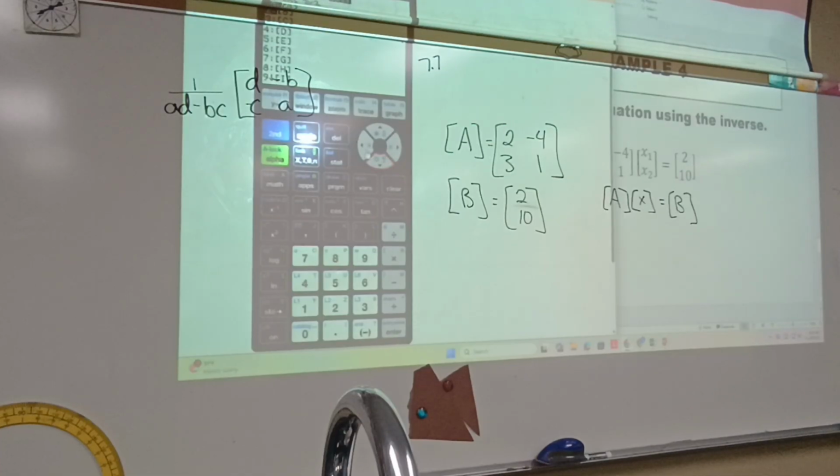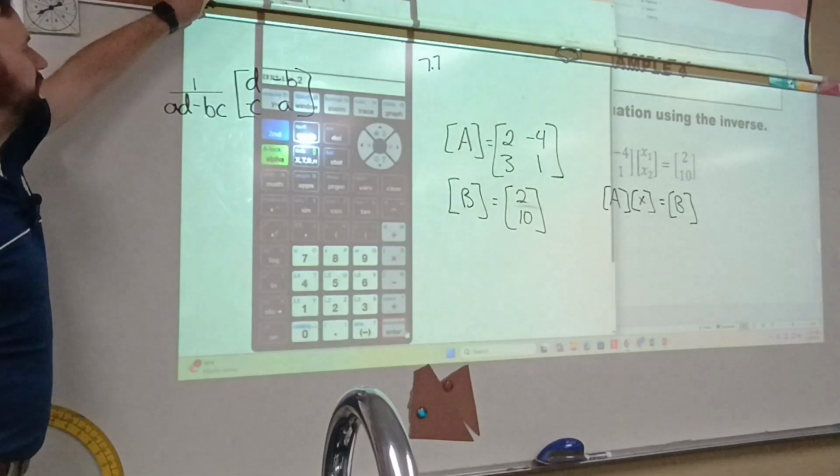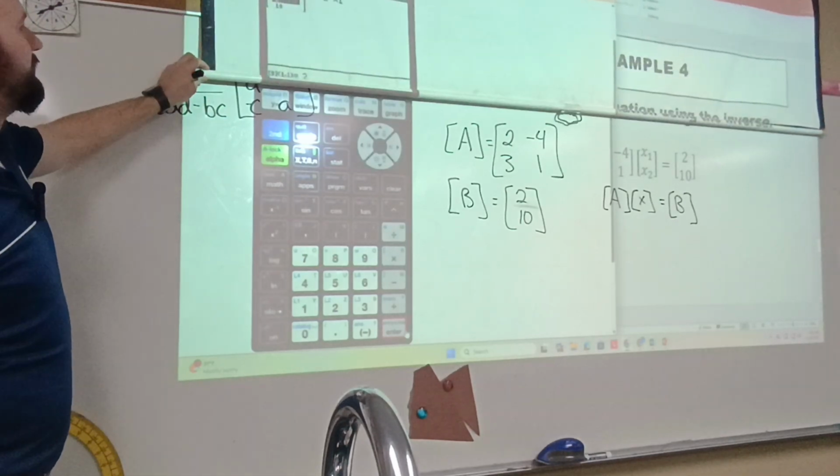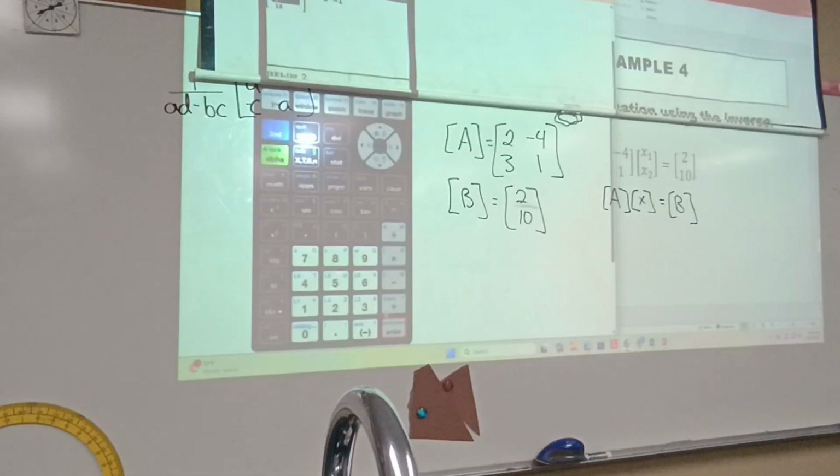Easy. All right, what kind of matrix is this? A 2 by 1? And it's a 2, 10, right? Y'all can't see that on the camera. I apologize. All right. Let me know, do you guys have a 2 by 2 and a 2 by 1 matrix, and you have your A and your B?